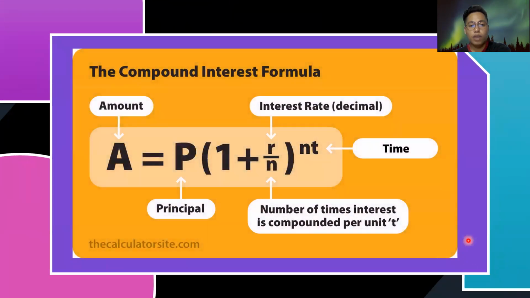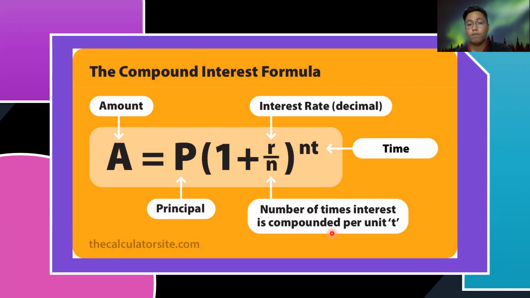So here's the first formula that you can use to find the future amount in compound interest. Observe that there is a new variable included in the formula, which is n, the number of times interest is compounded per unit. So let's say, for example, the interest is compounded annually. It means it will only happen once a year. If it's semi-annually, it happens every 6 months, so you have to receive the compounded interest twice a year. So n is equal to 2.